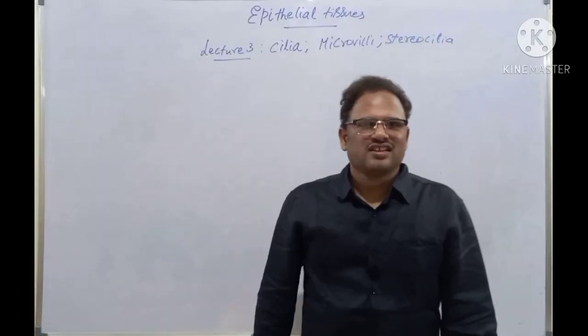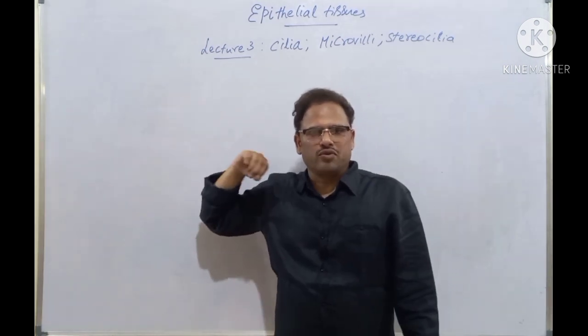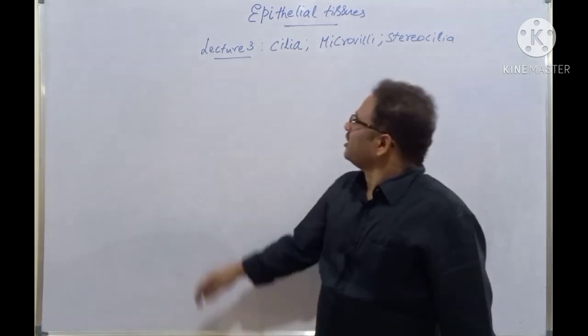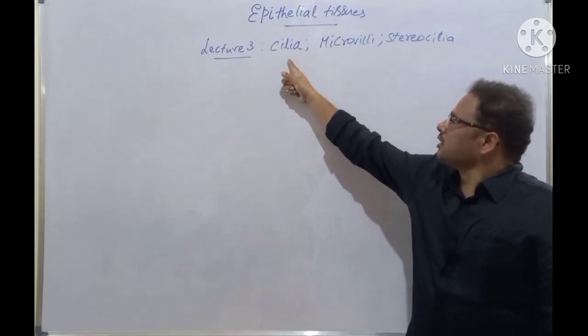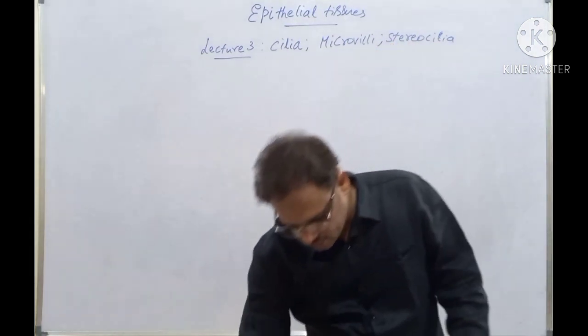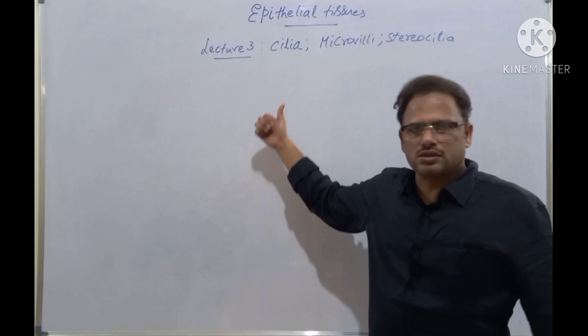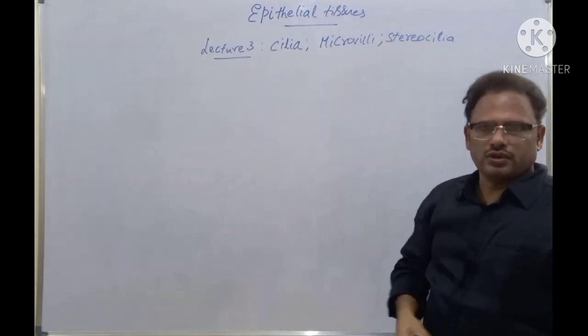Hi students, in the last lecture we were discussing the cellular junctions of epithelial tissues. Under epithelial tissues lecture 3, we will be discussing today cilia, microvilli and stereocilia. Clear students? All of you note down. The heading is cilia, microvilli and stereocilia.